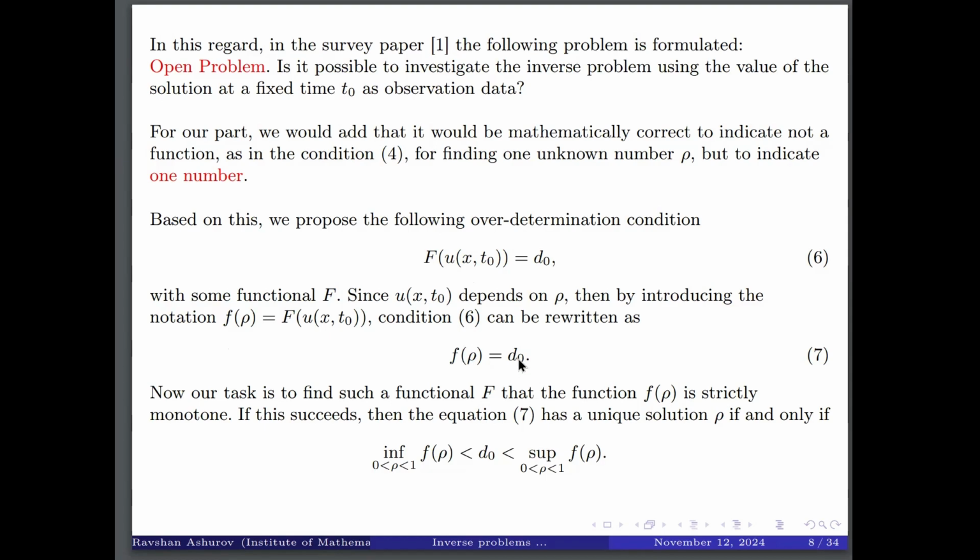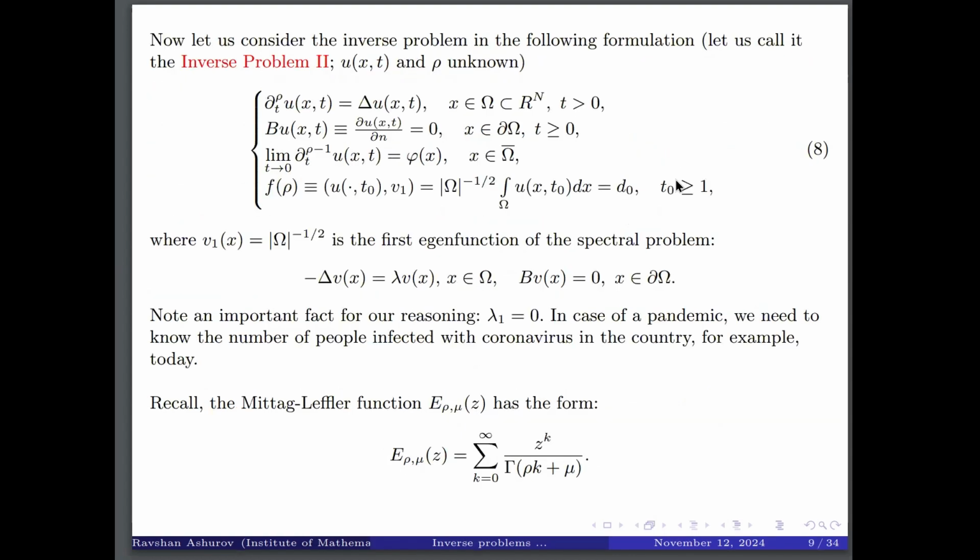And this d0 cannot be arbitrary. It must be in the range of this function f. That is, it should lie here. If it lies here, then you can find rho from this equation. If not, then there is no solution of this equation. Now, the problem is how to find this functional f. The first option we call inverse problem 2, in the form of 8.